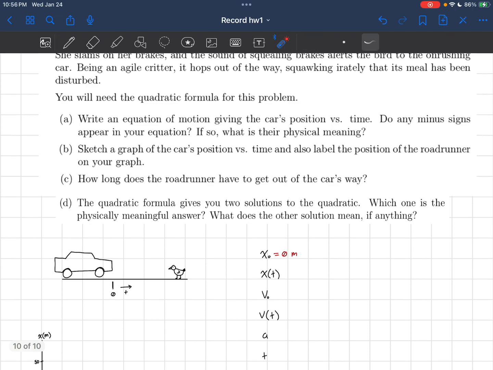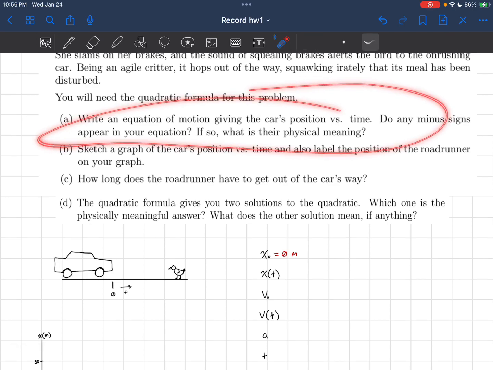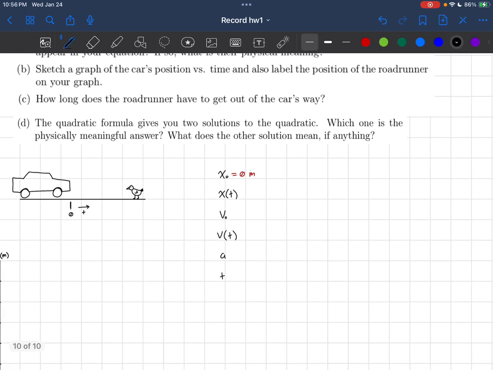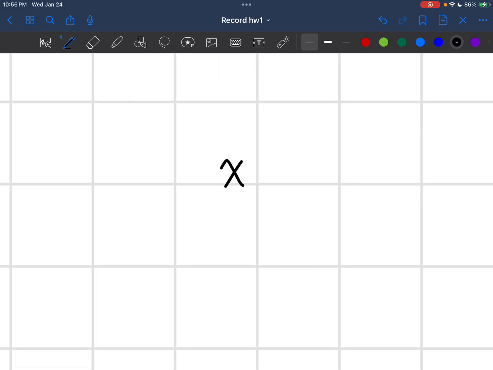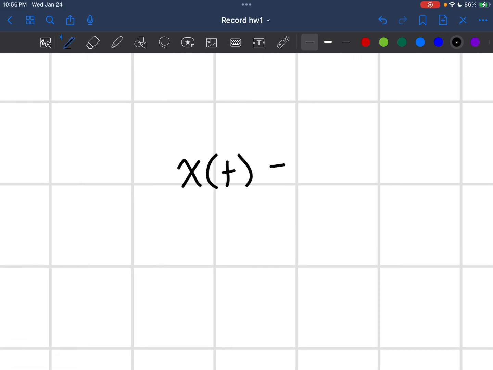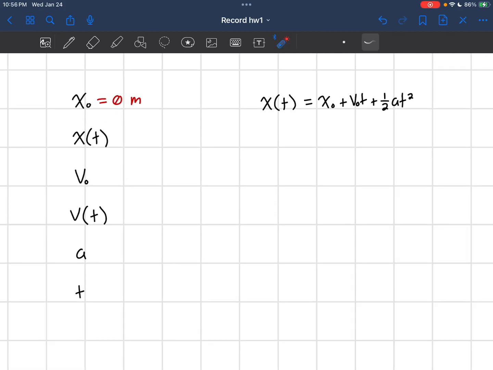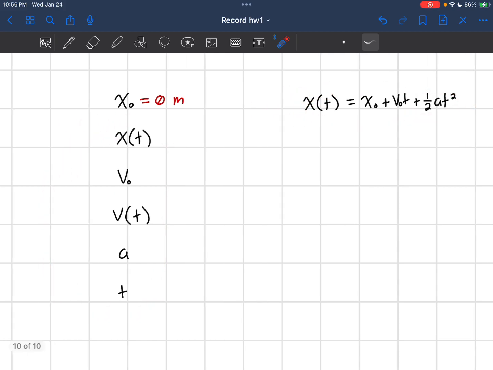Okay. And what we're going to do is write our equation of motion, giving the car's position versus time. And we have to think about any minus signs. So I'm going to start with our general kinematics equation. Once again, x equals x naught plus v naught t plus 1 half a t squared. And we're going to be filling in some of the blanks with what we know about these different variables.